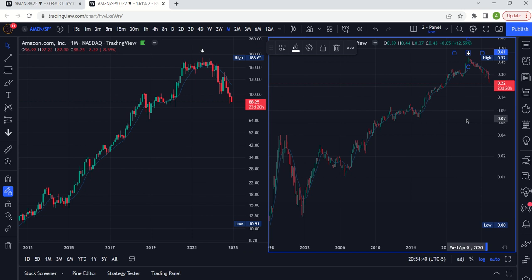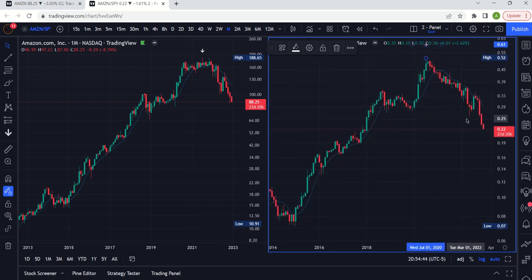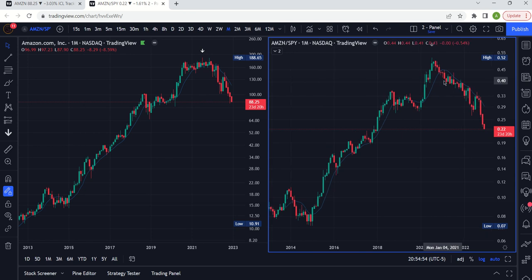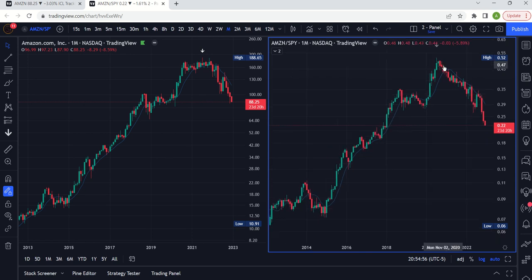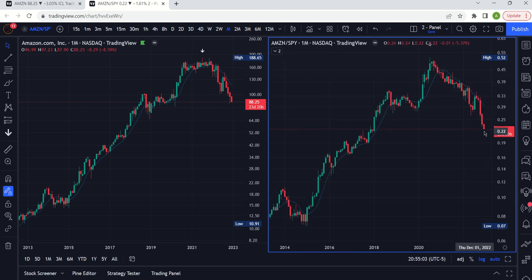So it peaked in July 2021 on an absolute basis, but it peaked exactly a year earlier relative to the S&P. And look at this incredible downtrend versus the S&P, and then look at this big droop down. So this tells me that at some point we're going to get a violent reaction up.